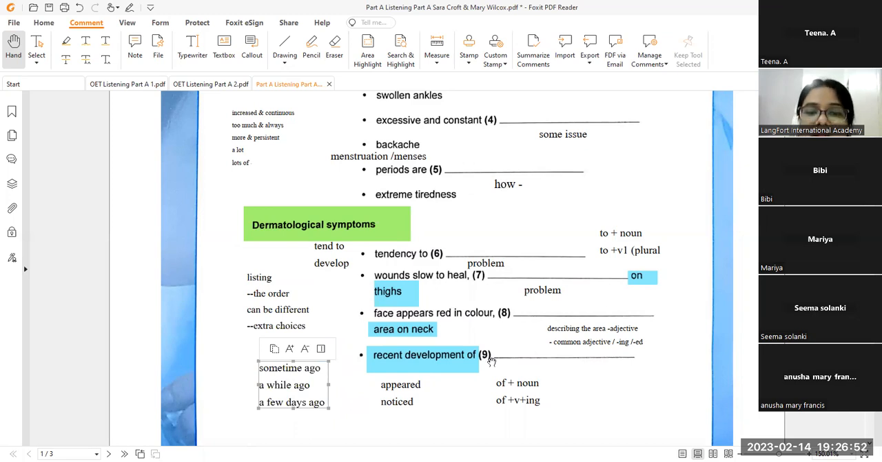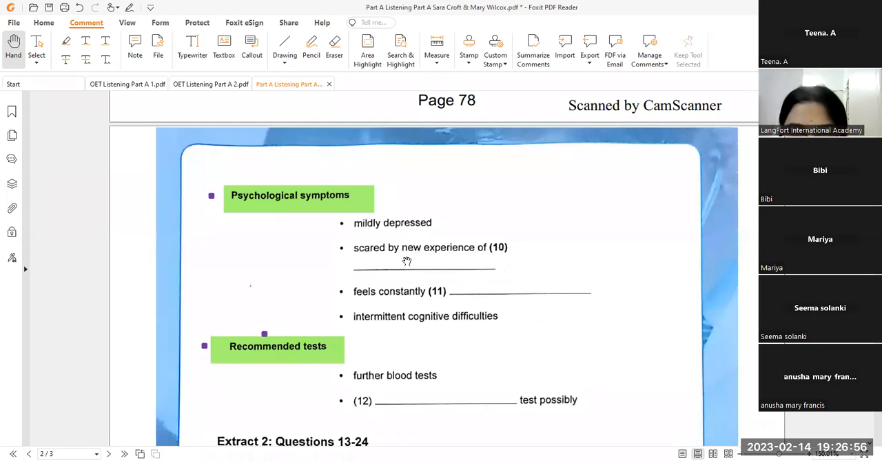Okay, all right. I'm moving on to the next, the 10th question. Lavina, can you read the 10th question for me? Yes, ma'am. This one. Scared by new experience of. So it's a new problem, right? A problem or symptom that we are looking for. Again, we have "of" here. So whenever "of" comes into picture, a noun or verb in its ing form.